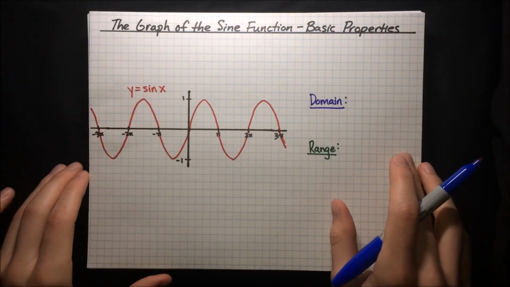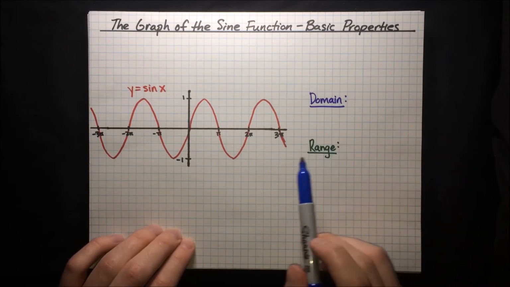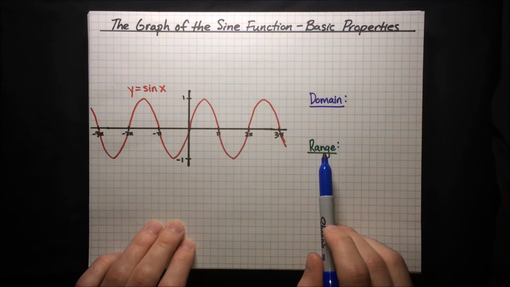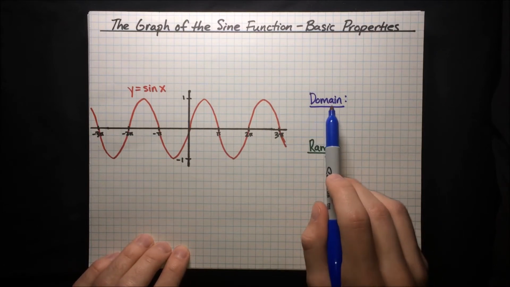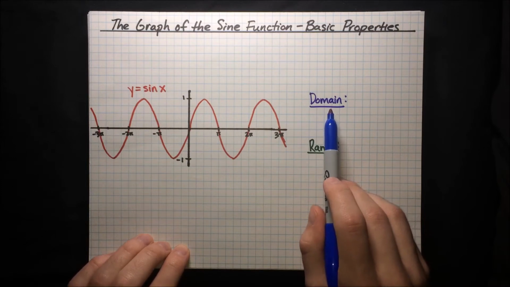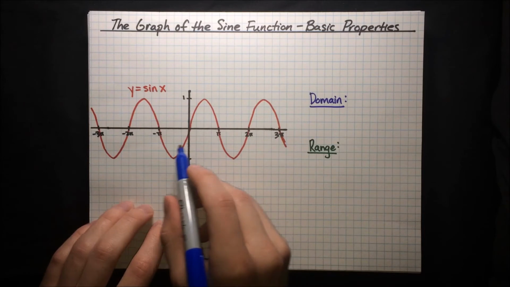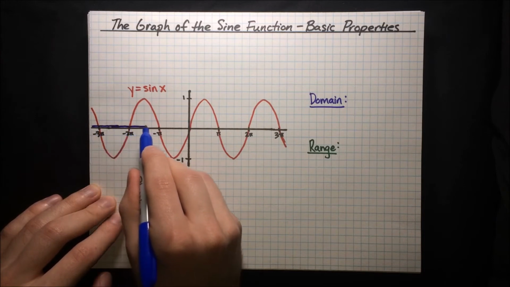Alright, so now that we know what the sine function looks like on a graph, let's start talking about its basic properties. We'll start off with domain and range. So what is the domain of the sine function? Remember, domain is just all the valid inputs to the sine function, or you can think of it also as all the places on the x-axis where the function is defined. So where does it cover on the x-axis?